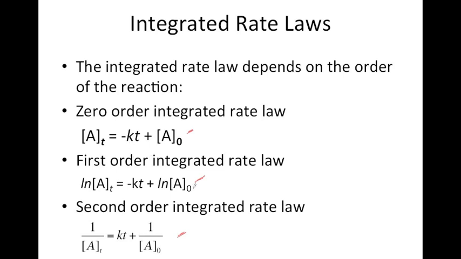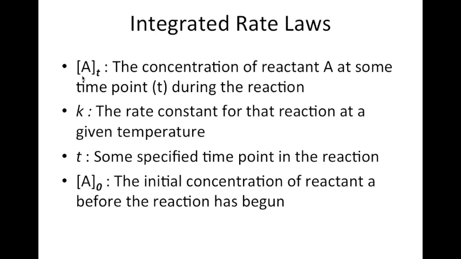Now for these rate laws, A sub t is the concentration of our reactant A after some time point, after the reaction has been carried out for some time. k, of course, is the rate constant for that reaction, and that depends on the temperature. t is the time point that we're analyzing. And A sub 0 is the initial concentration of the reactant before the reaction has started.